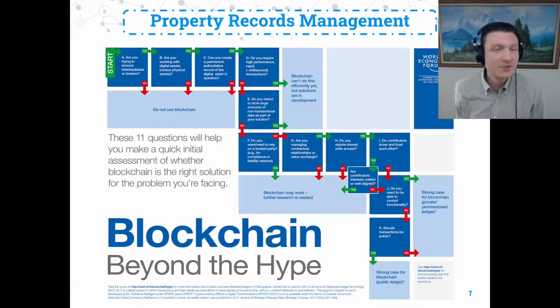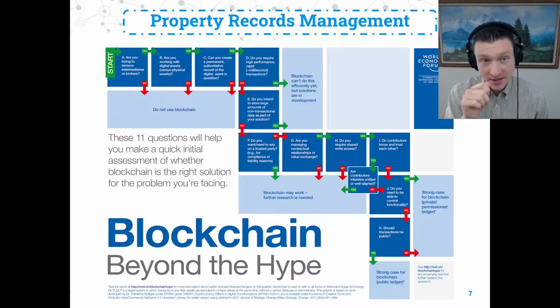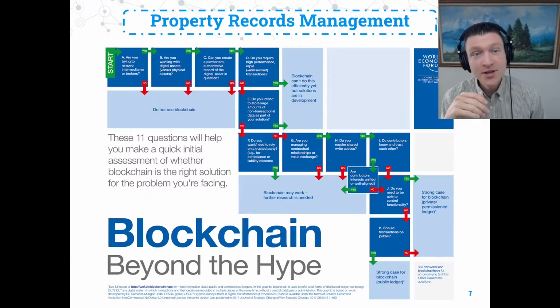So now let's dive into this flow chart. Thinking specifically about real estate management, real estate transactions and property title management: are you trying to remove intermediaries and brokers? Absolutely. There are plenty of intermediaries that we're potentially getting rid of in the system. Are you working with digital assets? In this case, I would argue yes, in the sense that we're not arguing about the actual physical plot of land. It's just who's on the title.